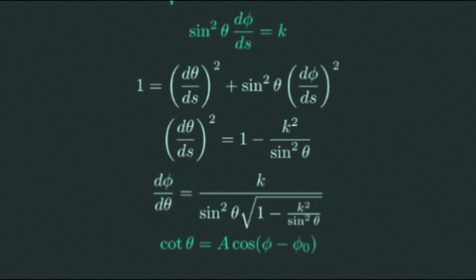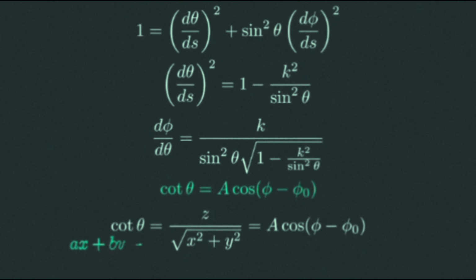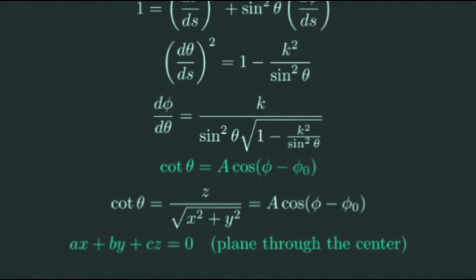Let us interpret this equation in 3 dimensions. Using x equals r sine theta cosine phi, y equals r sine theta sine phi, and z equals r cosine theta, we can convert the relation to a plane through the origin. The result is a linear equation, ax plus by plus cz equals 0, which is the equation of a plane passing through the center of the sphere. The geodesic is the intersection of this plane with the sphere, which is a great circle.